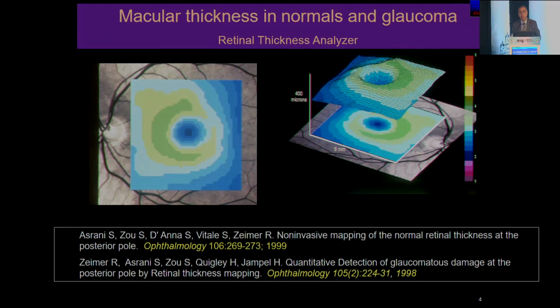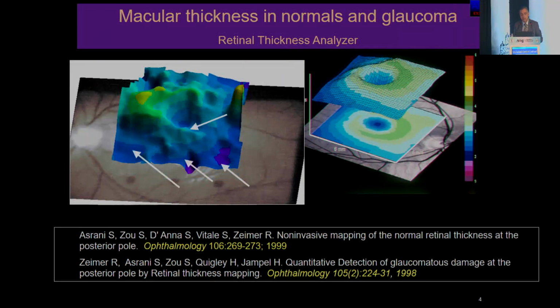It was only in the late 90s that we created an instrument called the retinal thickness analyzer, which was the precursor of the OCT, that allowed us to look at normal retinal thickness and retinal thickness in glaucoma. And the only paper that I could come across was Van Buren's paper on the description of ganglion cells from 1960. There was nothing else written since then on the effect of glaucoma damage in the macula.